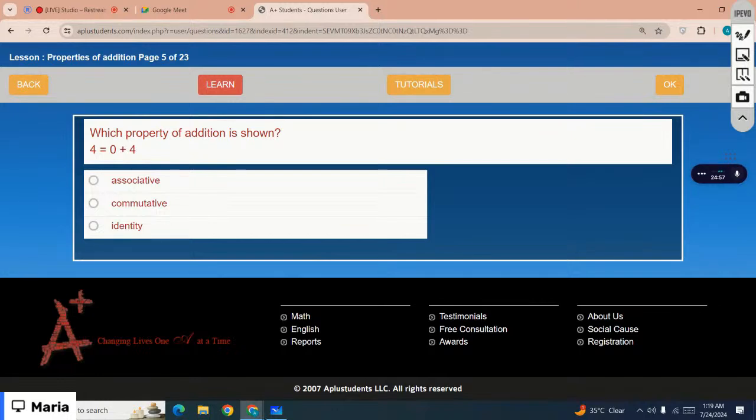0 plus 4, you are adding 0 to a number, and the number stays the same, right? That means that is the identity property, right? The correct option is identity.